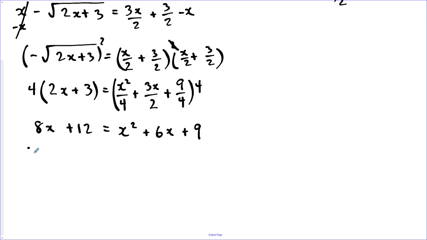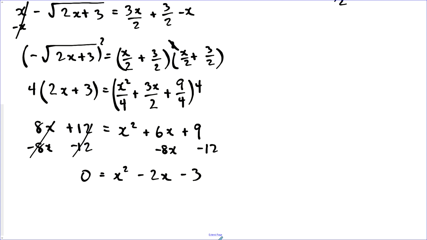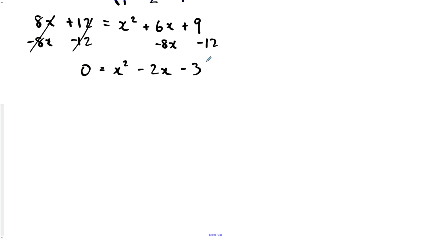Now we want to collect up all the terms on the same side. So subtract 8x on both sides, subtract 12 on both sides. We get 0 is equal to x squared minus 2x minus 3. Now we need to solve this quadratic. We could do that by factoring or with the quadratic formula. This one looks easy enough to factor, so we'll solve it that way.